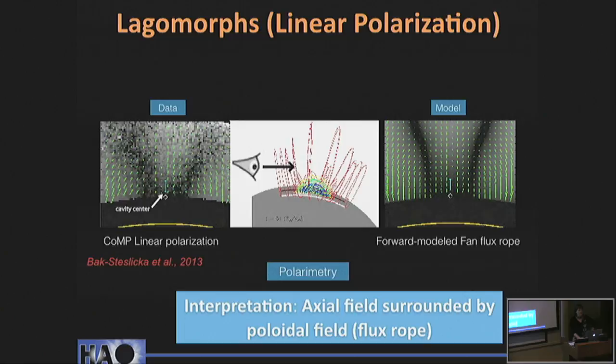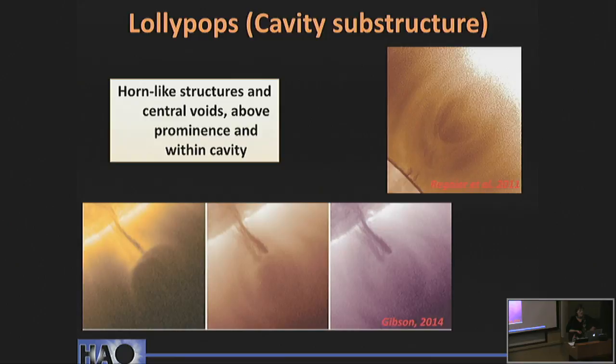Well, this is really interesting because the magnetic flux rope represents a state where magnetic energy is stored and can be released in the process of a coronal mass ejection. And a magnetic flux rope can explain all sorts of structures. These are the lollipops that we see in the cavity. This is a cavity, and inside you have that prominence, and you have this dark region above it. Here's the prominence, and there's the cavity above it.